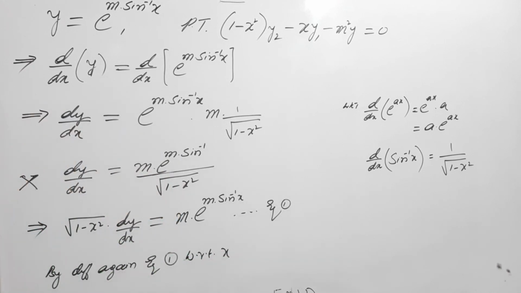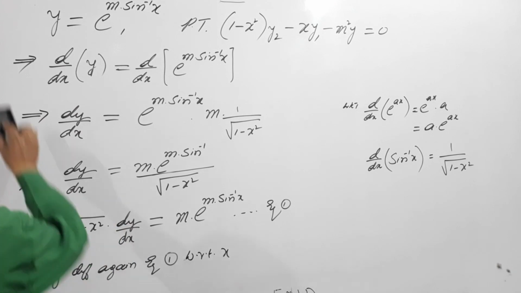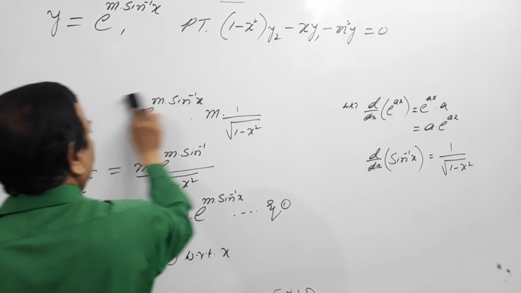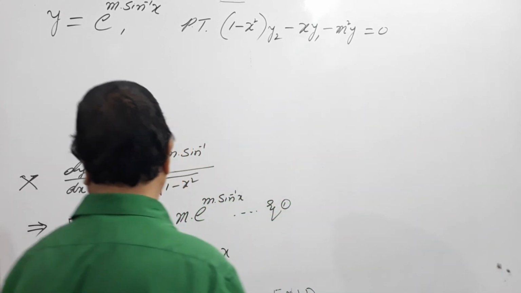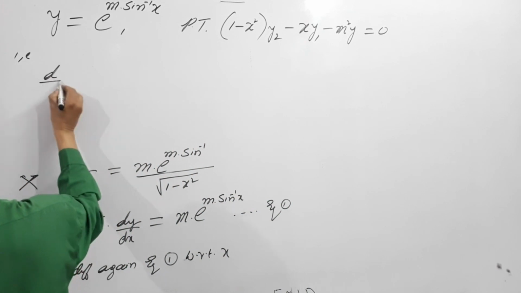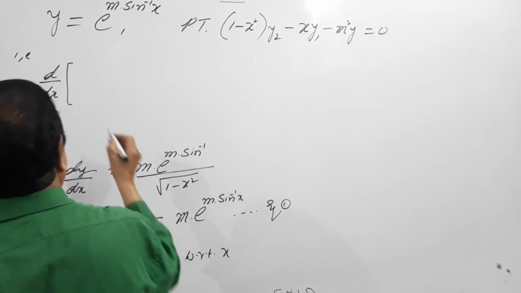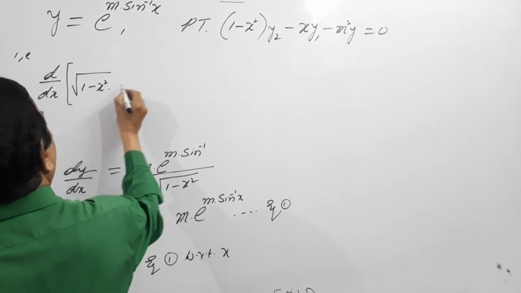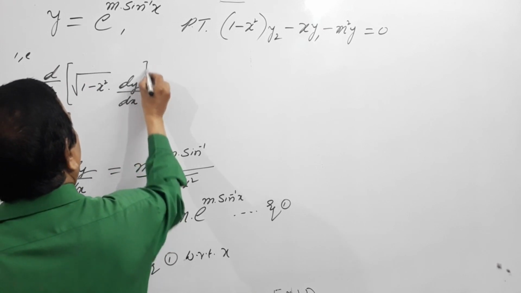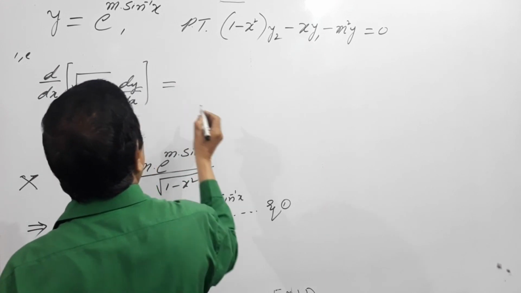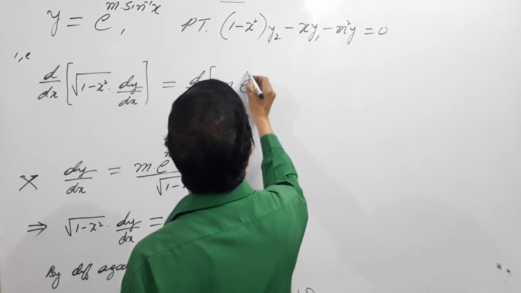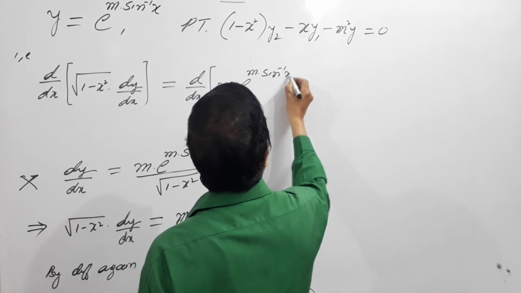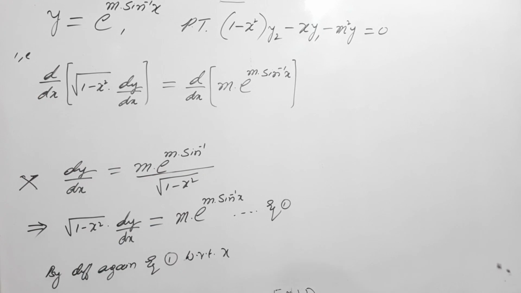What happens? Here this is a product rule, we have to apply product rule for this. d by dx of under the root 1 minus x square into dy by dx equals to d by dx of m into e to the power of m into sine inverse x. So we are going to differentiate this once again.